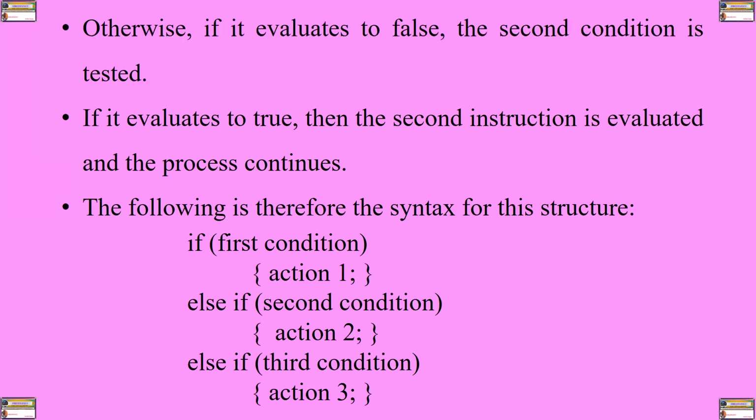If the first condition is not true, then the second condition is tested. If the result of the second condition is not true, then the third condition is tested. If the result of the third condition is not true, then the fourth condition is tested. So when a condition is not true, the next condition is tested, and if it also evaluates to false, the next condition is tested. Those conditions are tested until the right condition is found.